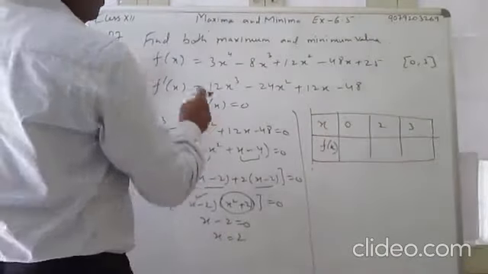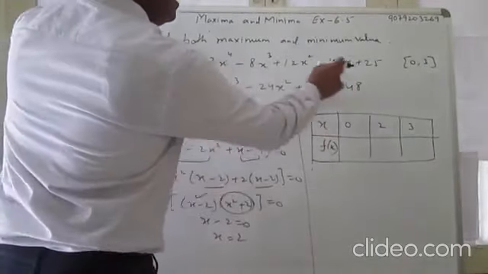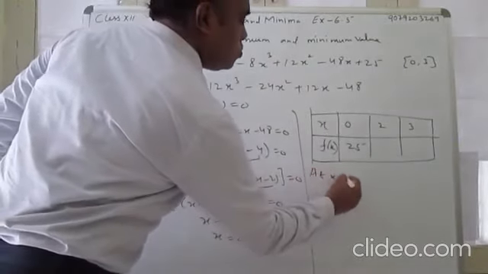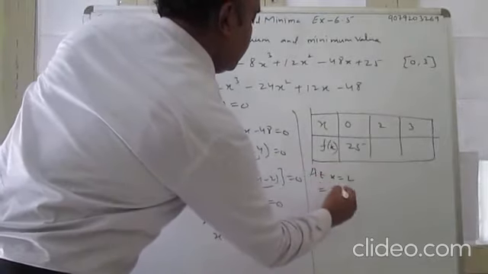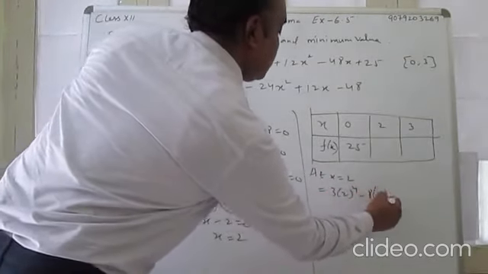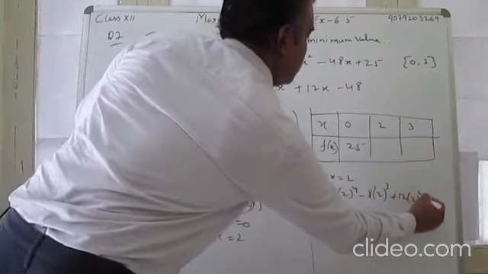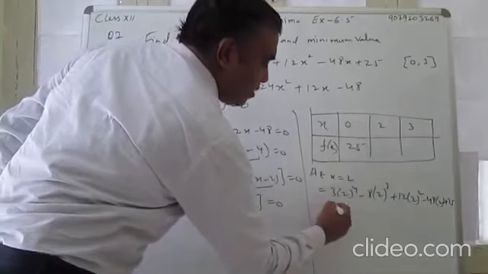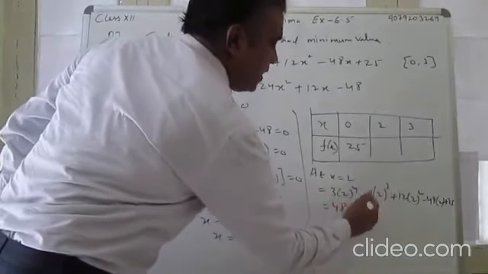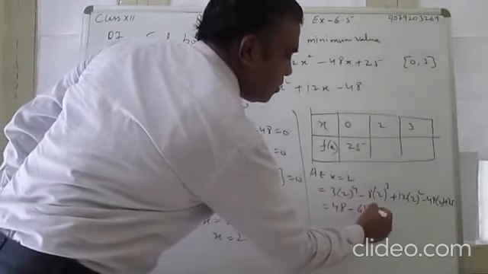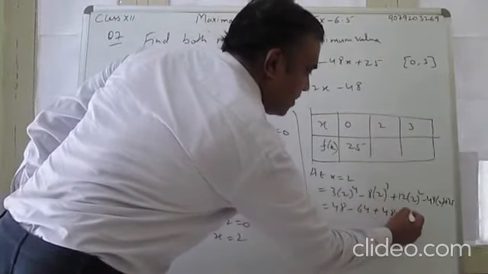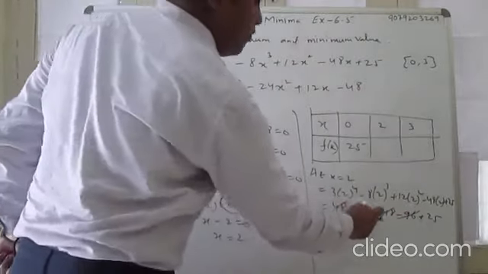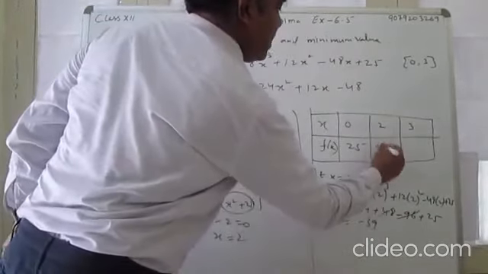If x is equal to 0, then f(0) is 0, 0, 0, it is 25. Now at x is equal to 2, put 2 here, 3 into 2 to the power 4 minus 8 into 2 to the power 3 plus 12 into 2 to the power 2 minus 48 into 2 plus 25. Now 16 3s are 48, 8 8s are 64, plus 4 into 12 is 48, minus 96 plus 25. This is cancelled out and 64 minus 25 is minus 39.